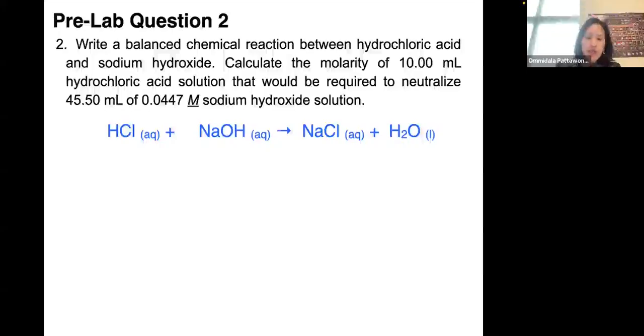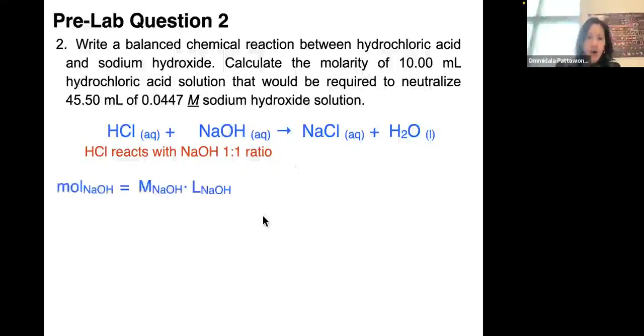This balanced chemical equation tells us that hydrochloric acid and sodium hydroxide react to each other in a 1-to-1 ratio, which means that if you know the mole of sodium hydroxide, you should be able to find out the mole of hydrochloric acid as well when they completely neutralize each other, or at the endpoint, if we talk about titration. So first, I'm going to find out the mole of sodium hydroxide. If we know the mole of sodium hydroxide, then we will know the mole of hydrochloric acid. And if we know the mole of hydrochloric acid, then we can find out the molarity of hydrochloric acid. So let us first find out the mole of sodium hydroxide.